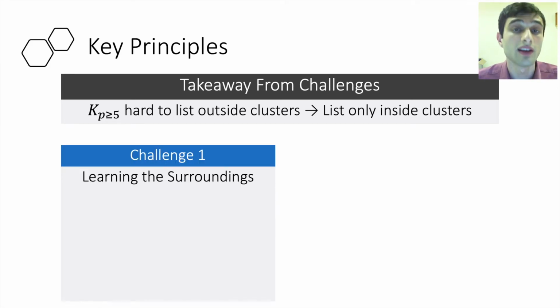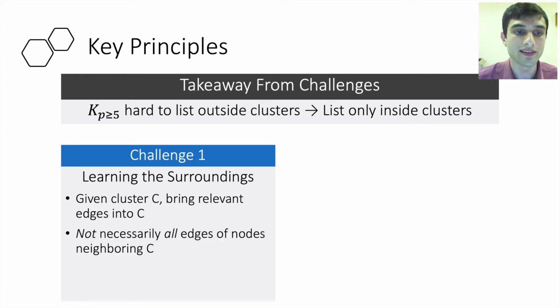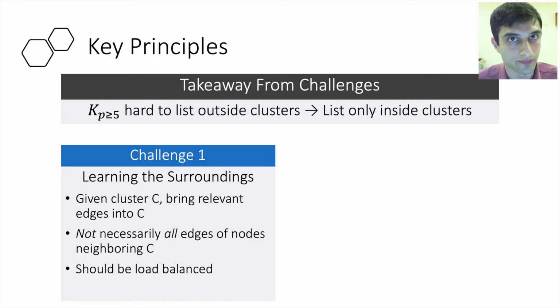The first challenge: every cluster must be able to learn some of its surroundings. We have to bring edges into the cluster. Notice that this does not mean that we have to bring in all the edges incident to nodes which are incident to the cluster. We just have to bring in all the edges which could potentially form a K_p with some node in the cluster. Also, we should do this in a load balanced way, because if we bring in too many edges to one node in the cluster, it could be problematic.